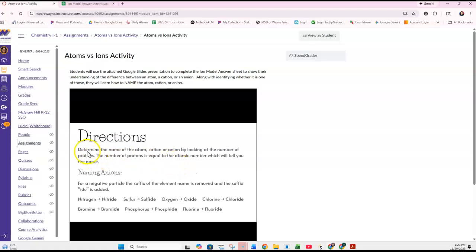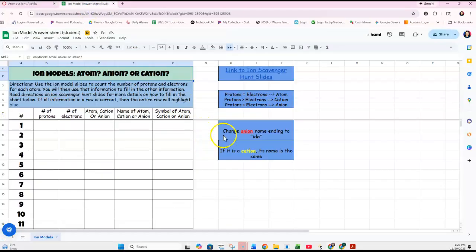Slide 2 tells you when you're naming your ions and your atoms. So first thing is when you determine the name of the atom and the cation or the anion, again, based off of if it has a charge or if it doesn't, okay? If it's an atom, the name is just its name. If it's a cation, same thing, it's named the same way. If it's an anion, this is how you name. So again, as I said, it tells you here as well, you're changing the anion name to have an ending of IDE. If it's a cation, the name is the same as an atom.